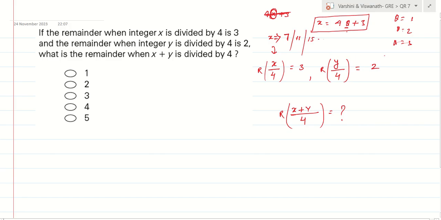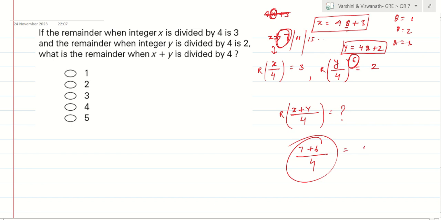Same thing. I can say y equals 4q plus 2. So I can plug in q. Why not? Y can be 6. Y can be 10 also, I think. Correct, no? So let's take the smallest number, 6. Here, 7. So 7 plus 6 divided by how much? 1. The remainder is 1.